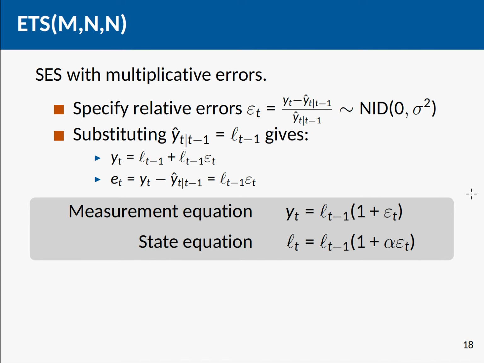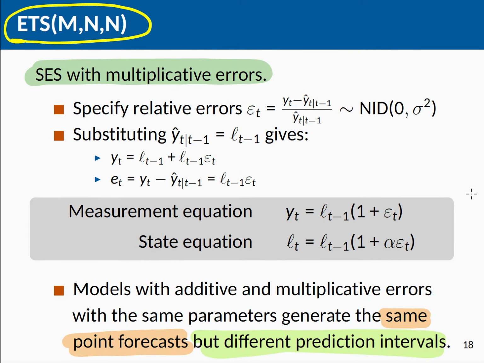Okay. So whether you take a model with additive errors or multiplicative errors, as long as the parameters are the same, these models would generate the same point forecasts, but the prediction intervals, or the uncertainty associated with point forecasts, is going to be different.